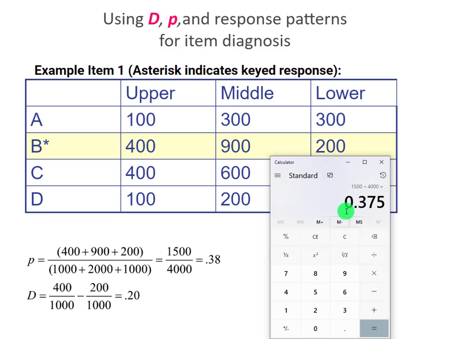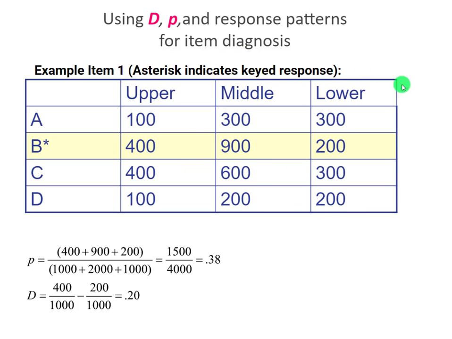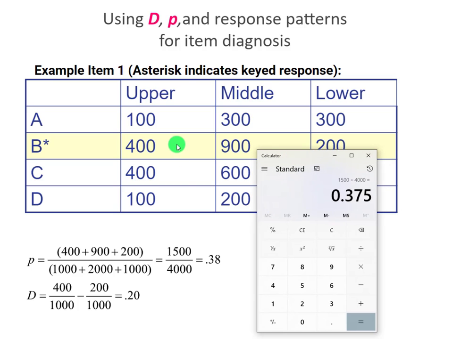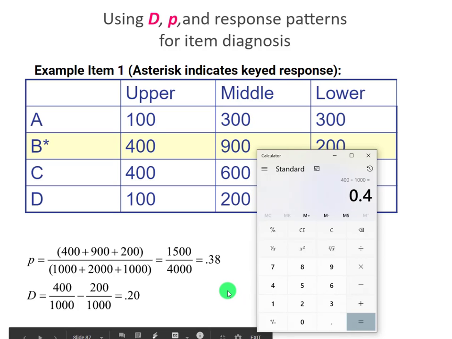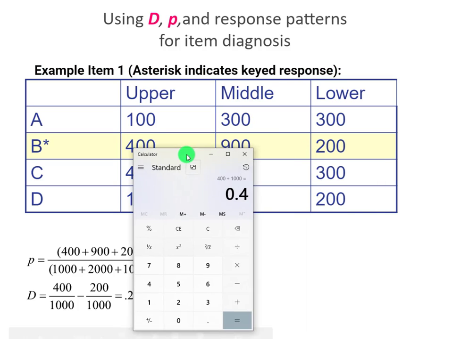Now let's look at the discrimination. Okay, remember that's the proportion of students in the upper group, and from that you're going to subtract the proportion of students that got the answer correct in the lower group. So here we have 400 of the 1,000 got the answer correct, so 0.4 as a proportion. And here we have 200 of the 1,000, so that's going to be 0.2 as the proportion, right?